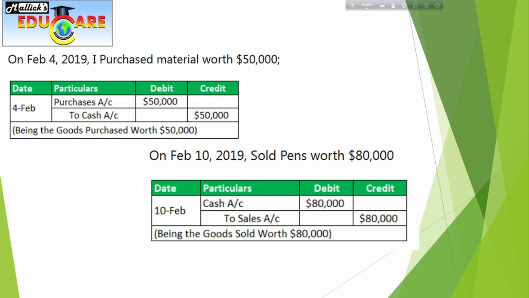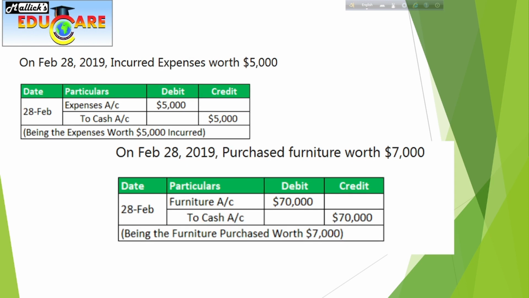Sold pants worth 80,000. Cash account debit 80,000, to sales account 80,000, being the goods sold worth 80,000. Incurred expenses worth 5,000: expenses account debit 5,000 and cash account credit 5,000, being the expense worth 5,000 incurred. Purchased furniture worth 70,000: furniture account debit 70,000, to cash account 70,000.